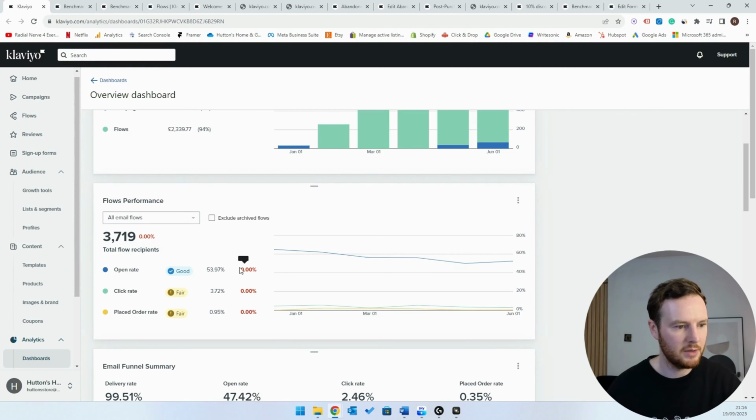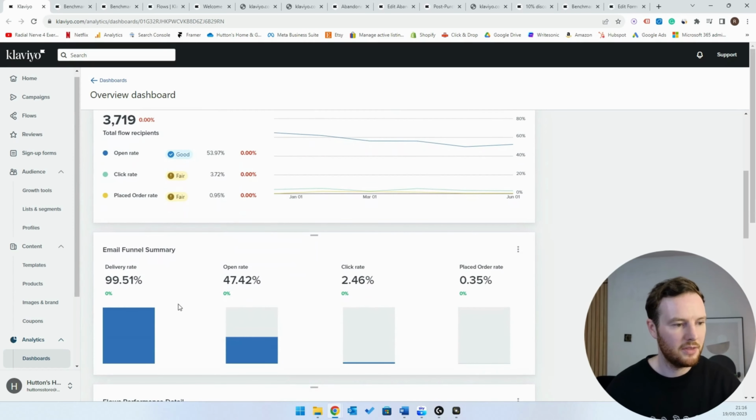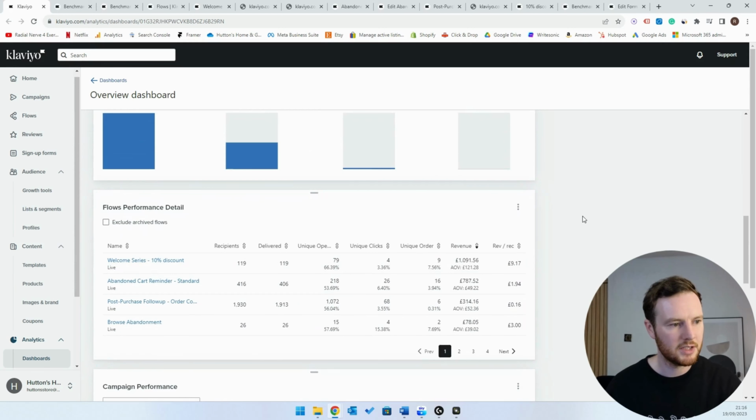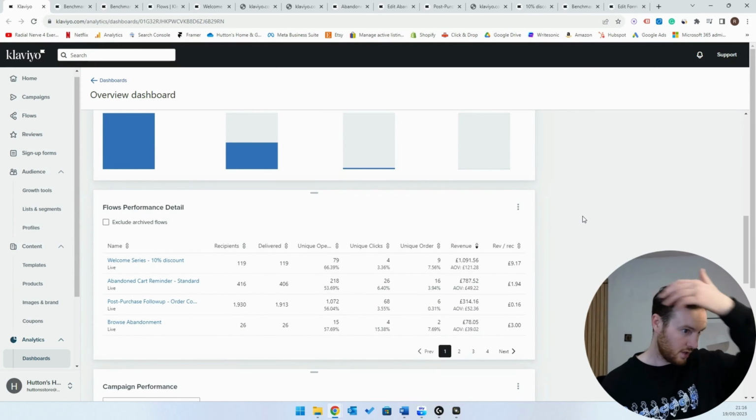There you can see what open rate I got, what click-through rate, and how many people placed an order. Only 1% of the recipients were actually placing an order from the email flows. This gives you a summary of the email flows and the campaigns together.